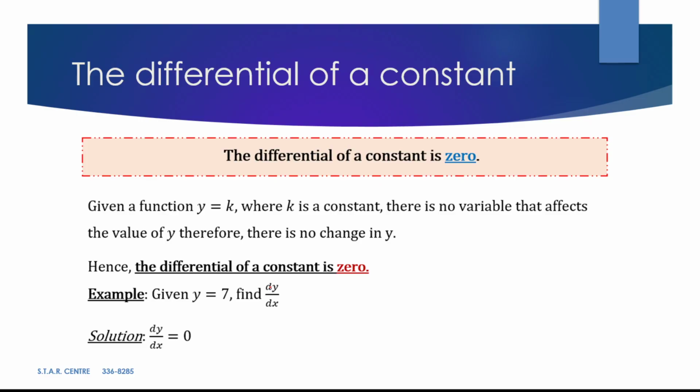Example, given y equal 7, find dy dx. So if I differentiate, dy dx, the answer is just 0. There's no working that we need to show for this because it's just a given rule that the differential of a constant is 0.